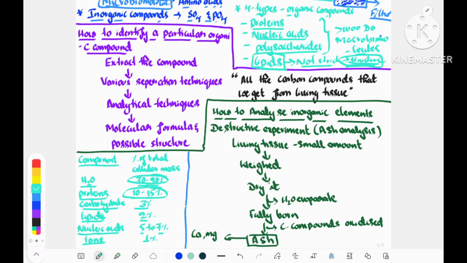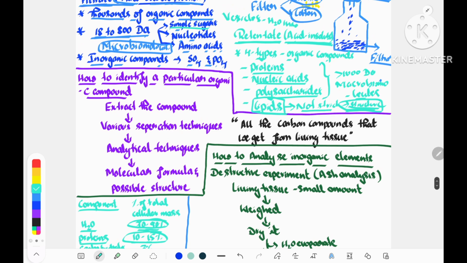Now, all these compounds, so we have got one list. For example, simple sugars, nucleotides, amino acids, proteins, nucleic acids, polysaccharides, lipids. And all these compounds have the presence of carbon in them. Hence, all these carbon compounds which are obtained after analysis of the chemical composition of a living tissue are together referred to as biomolecules. So we have roughly classified them as microbiomolecules and macrobiomolecules based on their molecular weight. Biomolecules of 18 to 800 Dalton are called microbiomolecules, and those having a molecular weight of more than 1000 Dalton are called macrobiomolecules.